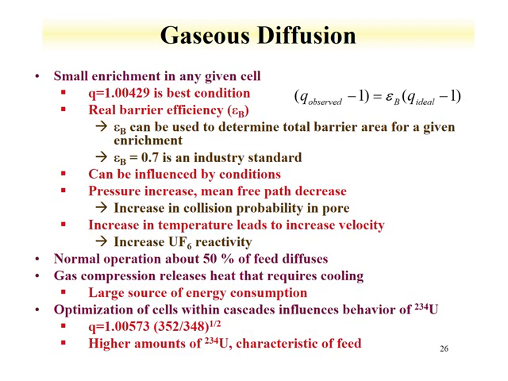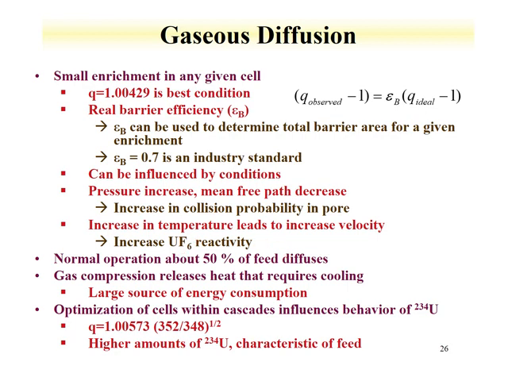This Q that we discussed in the previous slide is an idealized value under the best conditions. The real barrier efficiency is not nearly as good. It's actually around 70% of this amount. This can be influenced by a number of conditions, including pressure and mean free path of the system. An increase in temperature leads to an increase in velocity, and this can also increase the uranium hexafluoride reactivity. So the uranium hexafluoride does react with the system, and obviously increasing the temperature leads to that.